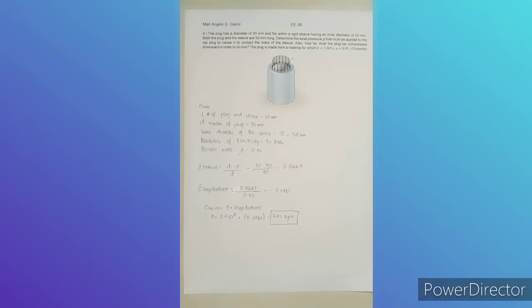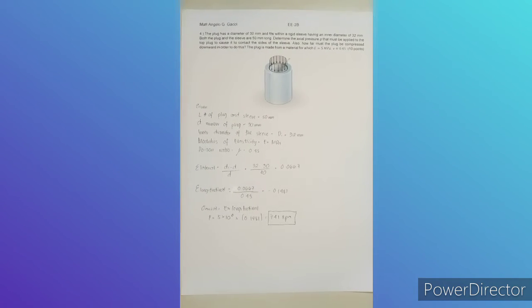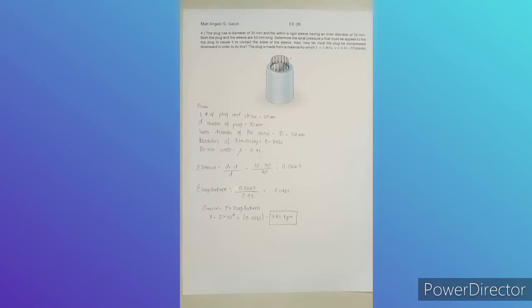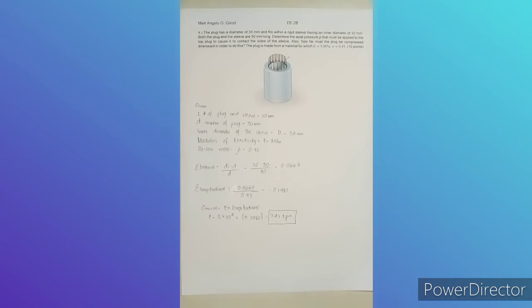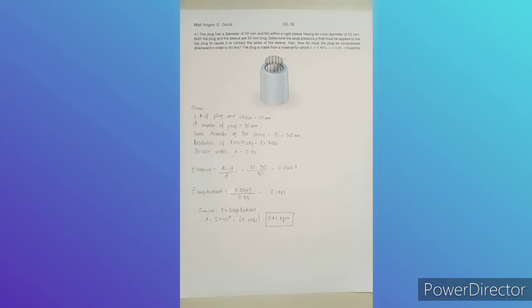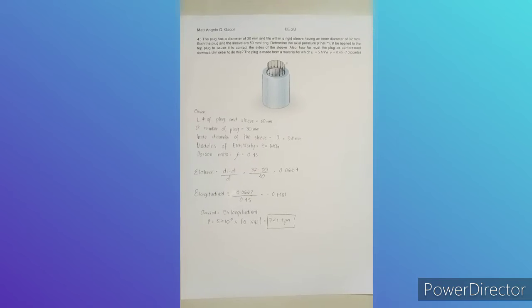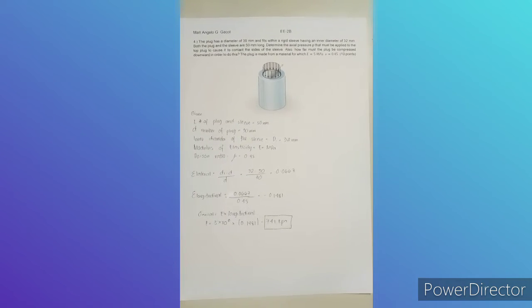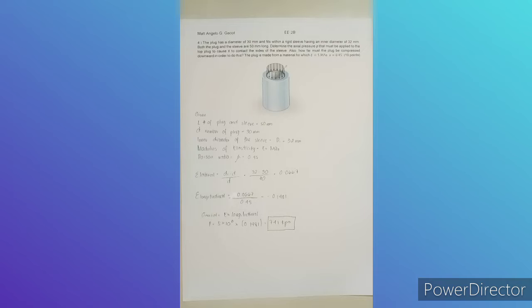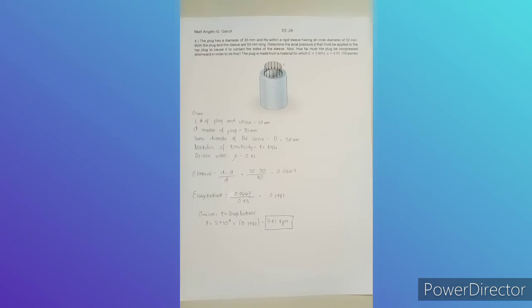0.1481. So the axial stress is equal to E times longitudinal strain, our P is equal to 5 times 10 raised to 6 times the quantity of 0.1481. The result will be 741 kilopascal.